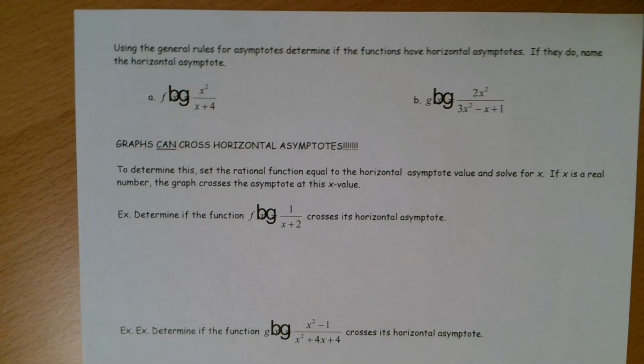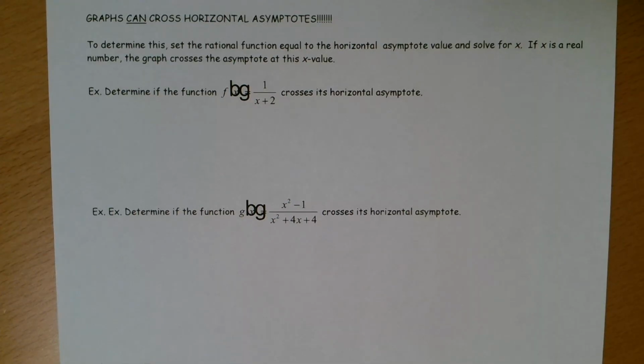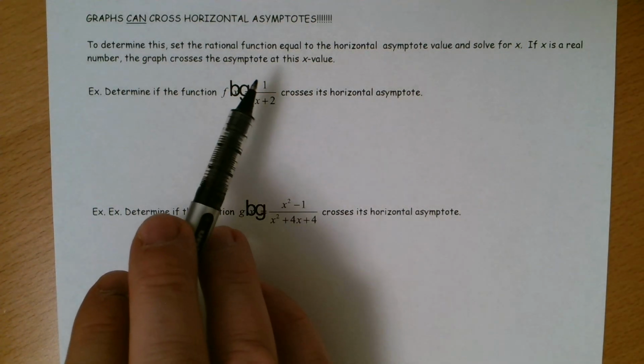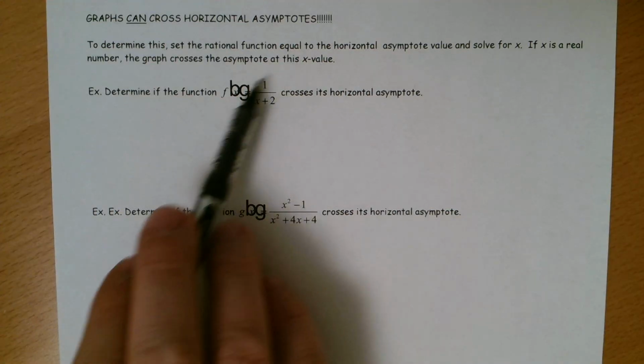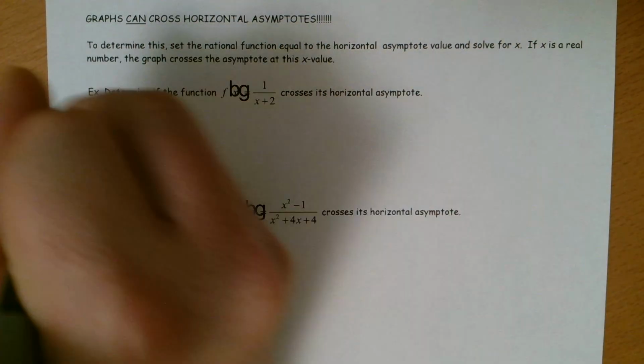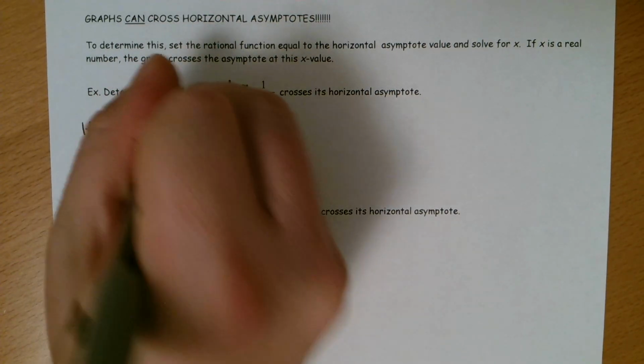Okay, so let's talk a little bit more about horizontal asymptotes. Now, where a graph can never cross a vertical asymptote, it can cross a horizontal asymptote. So to figure out if it does cross it, first we have to know what the horizontal asymptote is. So let's take a look at this example. Bottom heavy rational function. So the horizontal asymptote is automatically y equals 0.